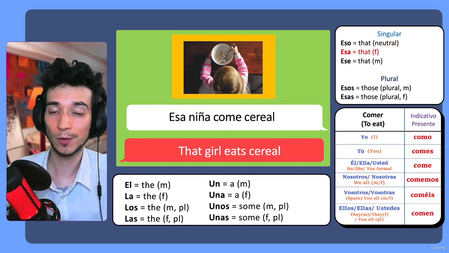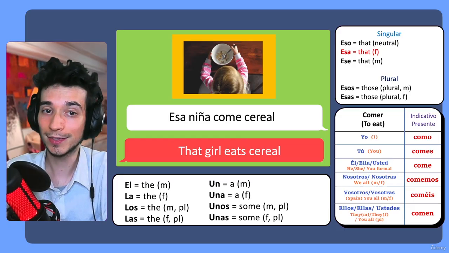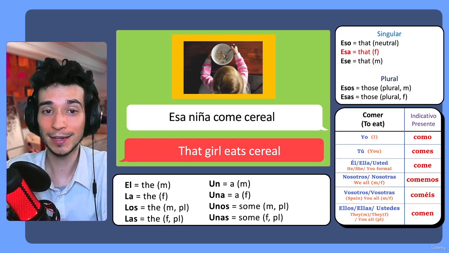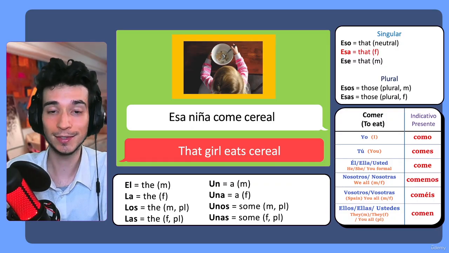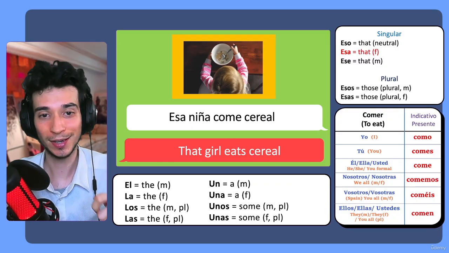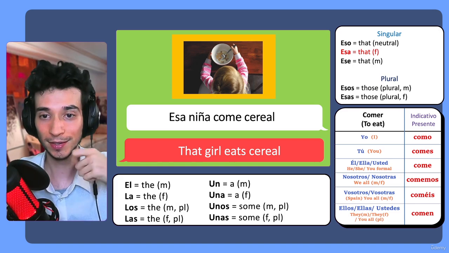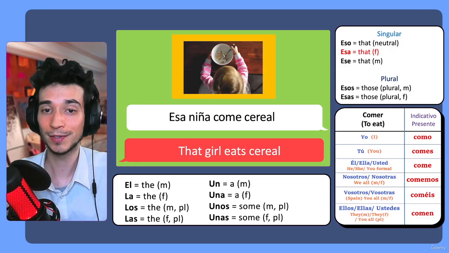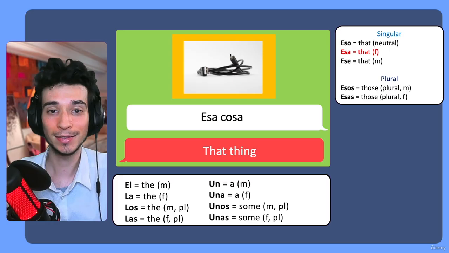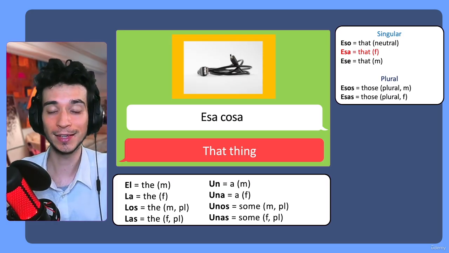Esa niña come cereal. That girl eats cereal. So simple. Esa niña, that girl, come, from to eat, comer. The third conjugation, she eats, ella come, cereal, cereal. So you have the conjugation on the right side. And the next one, esa cosa, that thing.